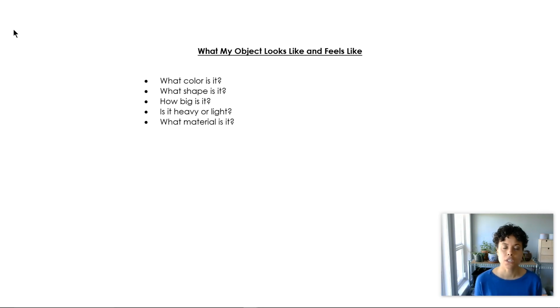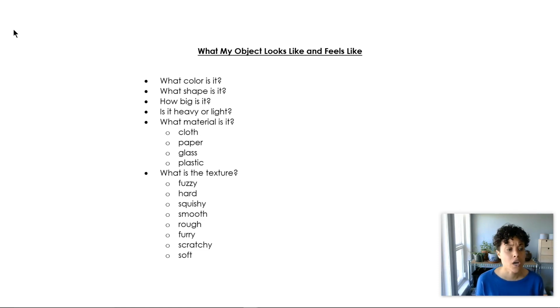What material is it? And that means, what is it made out of? Some examples of materials are cloth, paper, glass, plastic. What is the texture? And texture means, what does it feel like when you run your fingers over it? Some examples of textures are fuzzy, hard, squishy, smooth, rough, furry, scratchy, soft.